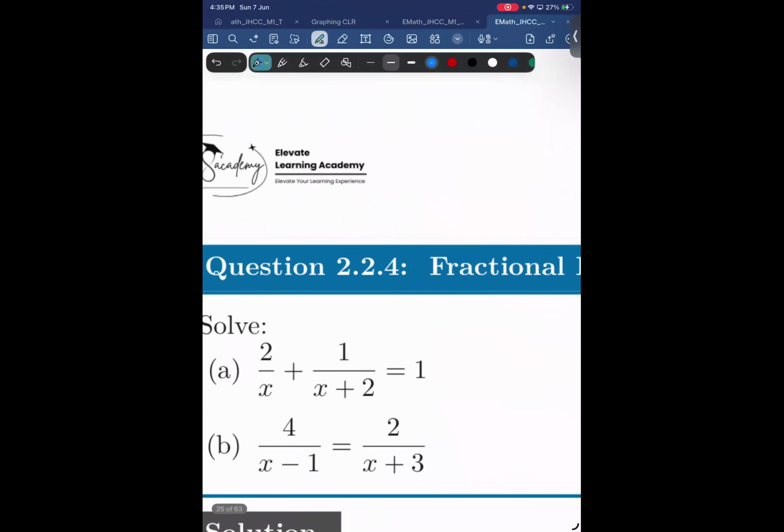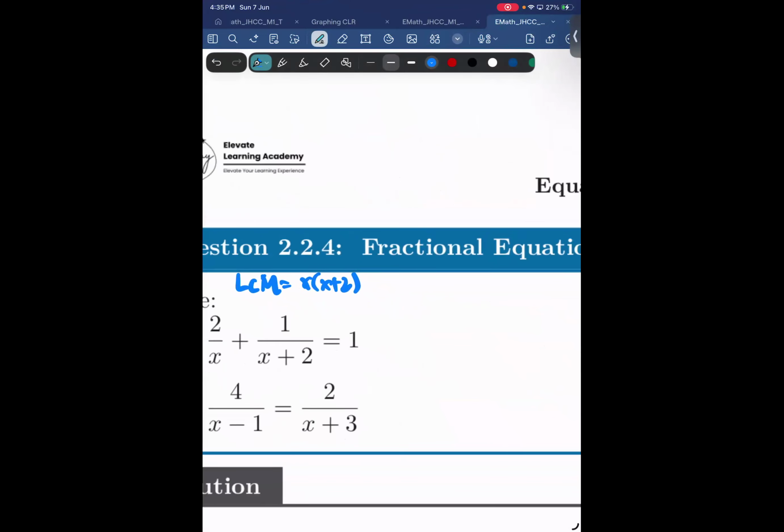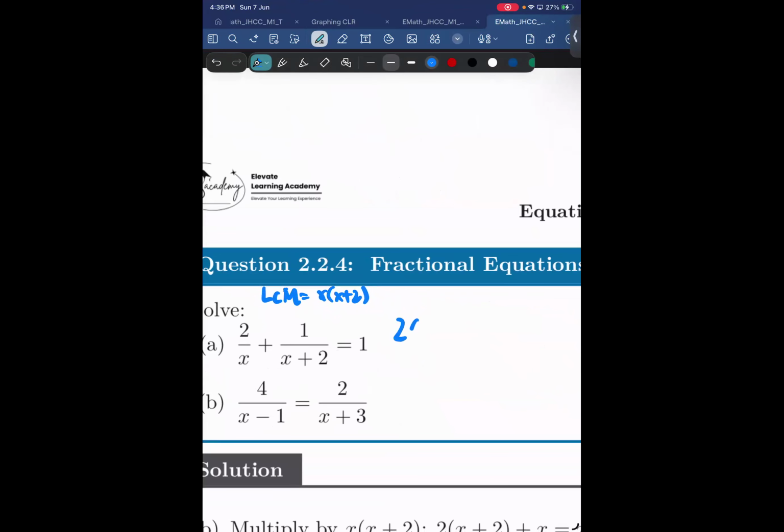So the LCM is going to be x times x plus 2. We multiply both sides by this. So we have 2 times x plus 2 because the x will cancel out for the first term. For the second term, the x plus 2 will cancel out, so this plus x equals to x times x plus 2. So 2x plus 4 plus x equals to x squared plus 2x.